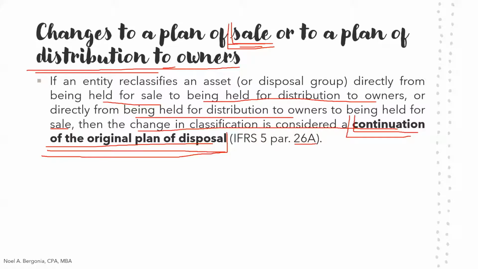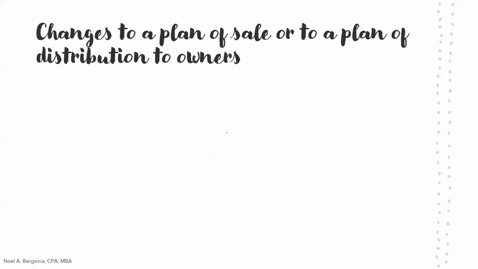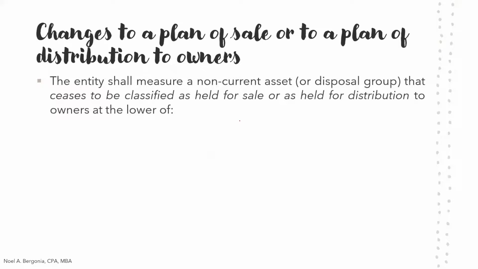Okay? Pero what if, no, it ceases already, no, the intention to sell or to distribute. So what will happen? The entity shall measure the non-current assets held for sale or disposal group that ceases to be classified as held for sale or held for distributions to owner.